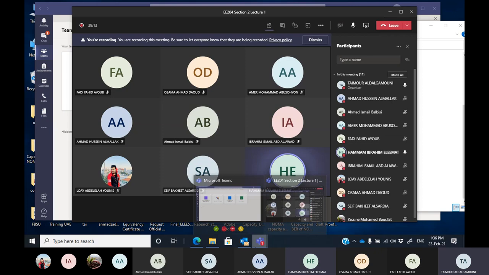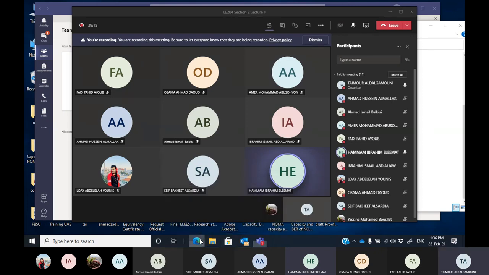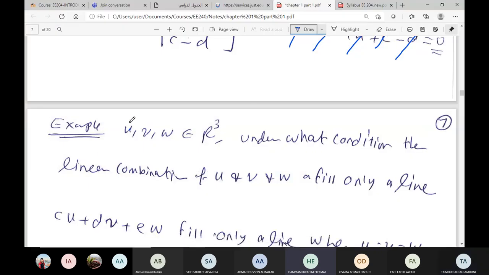Hammam? Yes, doctor, I'm with you. What does it mean to say that U is in R3? Each vector has three components, right? Each vector of these vectors has three components. Then, thank you. Under what condition will the linear combination of U, V, and W fill only a line?